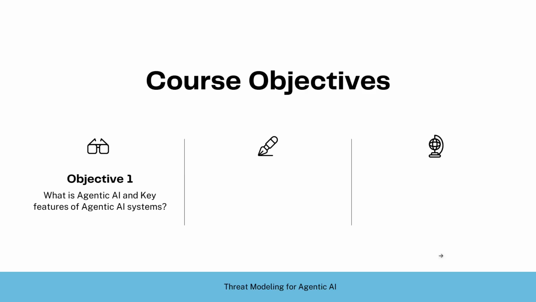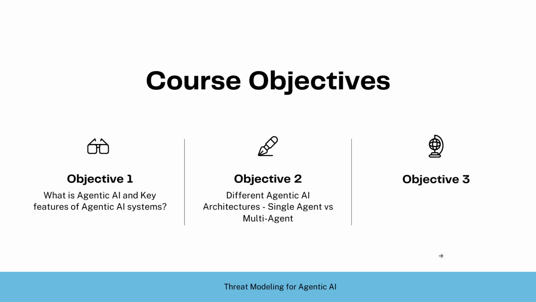Once we have a good understanding of these systems and the various characteristics of these systems, we will then learn about agentic AI system architectures. There are single agent architecture and multi-agent architecture. We will learn how these architectures are different from each other and what their similarities are. Once we have established the understanding of these agentic AI architectures, we will move to the next objective where we will learn about the different layers or parts of agentic AI systems.